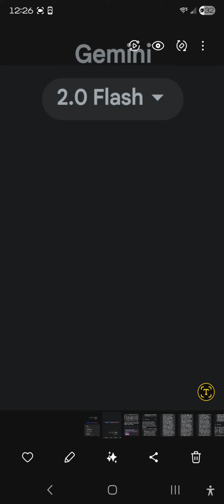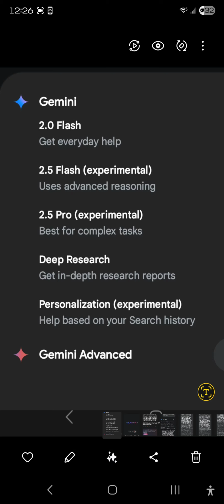So when you click on the Gemini app, you'll see this is the main one. When you download the app, it's the 2.0 Flash, and there's the little arrow right there that you can click on. And here's what the drop down will give you.